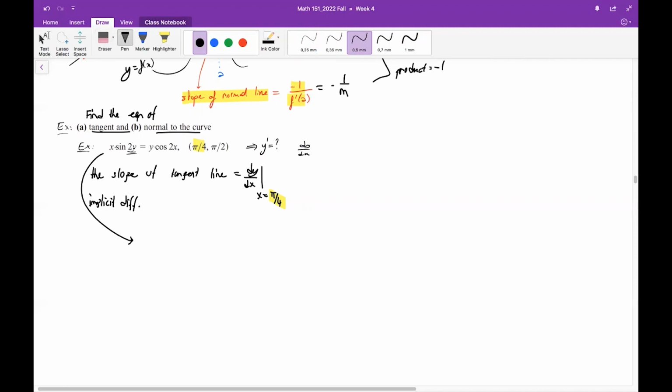Okay, take the derivative of both sides with respect to x. As you can see here, you should be really careful about the product functions. This is a product function again, so you will be applying product rule.